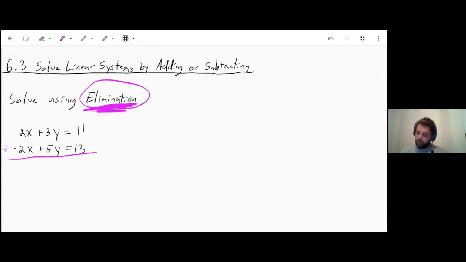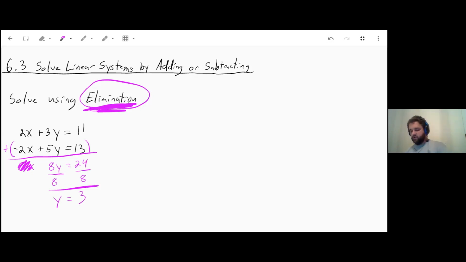The reason being is we have a positive 2x up top and a negative 2x on the bottom. If we add those together, they will cancel out, making a total of 0 x's. So if we add straight down, 2x plus negative 2x cancels out to be 0 x's, which means it won't end up mattering. 3y plus 5y gives us a total of 8y, and 11 plus 13 gets us to 24. Now I can divide both sides by 8, and we come up with y equals 3.